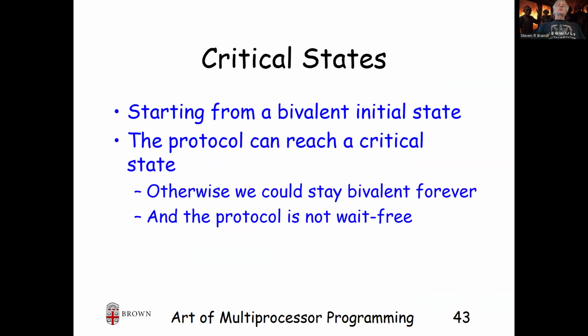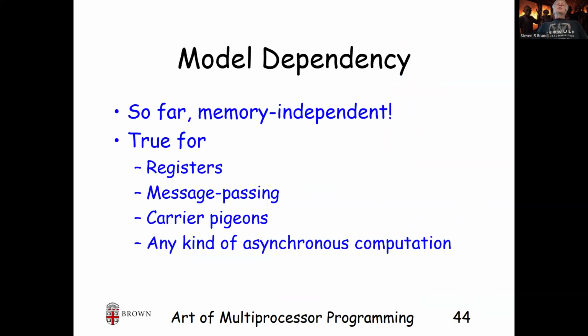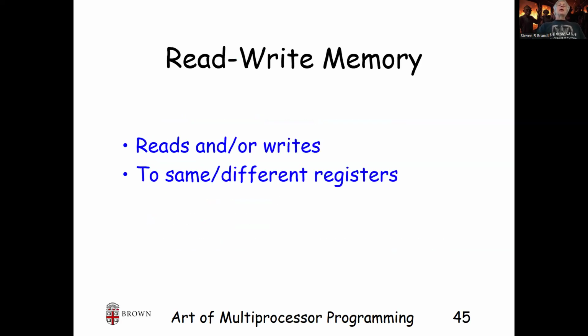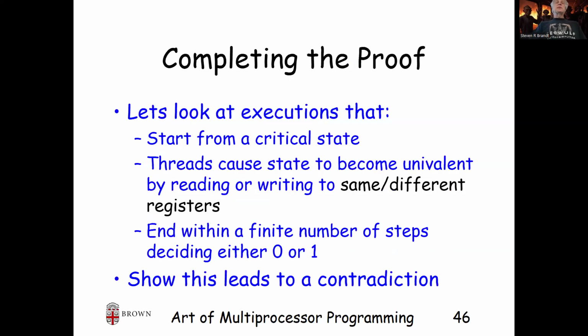Okay, so if we could stay bivalent forever, then we wouldn't be wait-free, right? Because then we wouldn't have a finite number of steps. So that can't happen. So far, we're fairly general in the way we're trying to prove this. And it could work for all kinds of computation, not just memory like we're thinking about. But anyway, so we have reads or writes to the same or different registers. That's our first concept here.